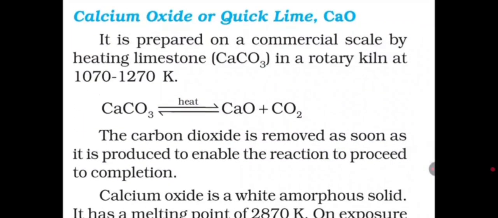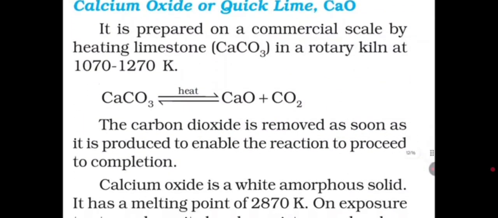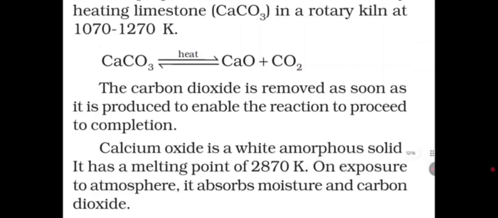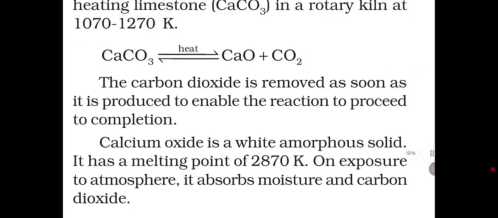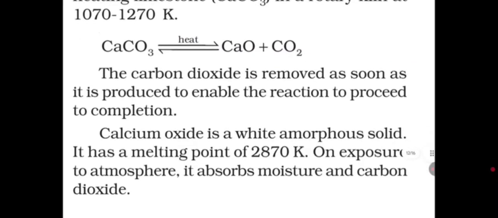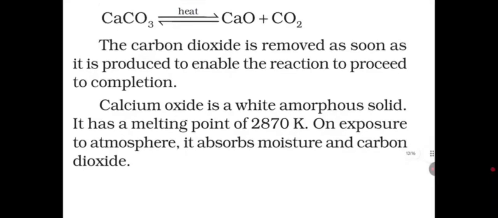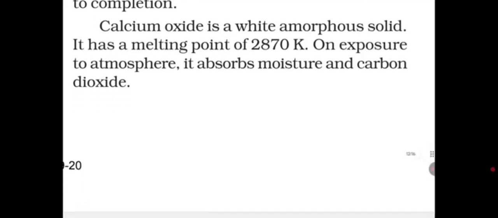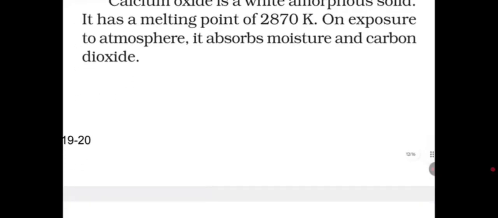First is calcium oxide or quicklime, formula is CaO. It is prepared on a commercial scale by heating limestone CaCO3 in a rotary kiln at 1070 to 1270 Kelvin, where calcium carbonate on heating gives calcium oxide plus CO2. The carbon dioxide is removed as soon as it is produced to enable the reaction to proceed to completion. Calcium oxide is a white amorphous solid. It has a melting point of 2870 Kelvin.